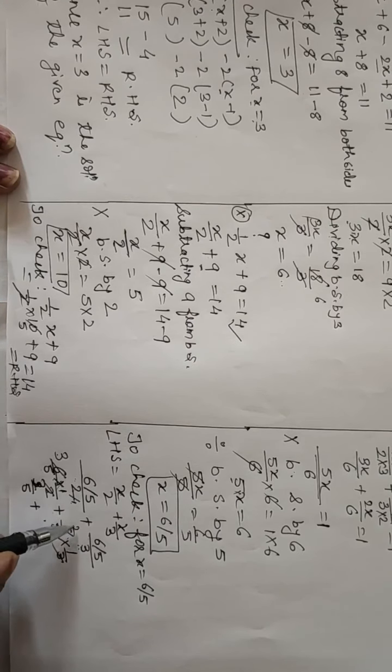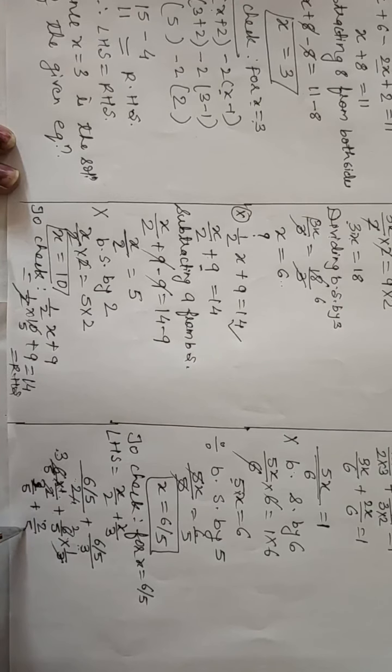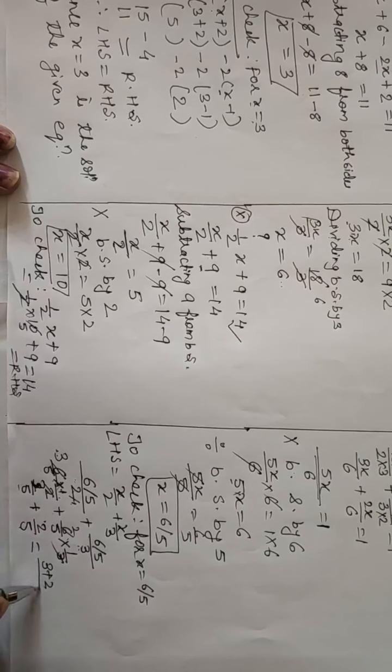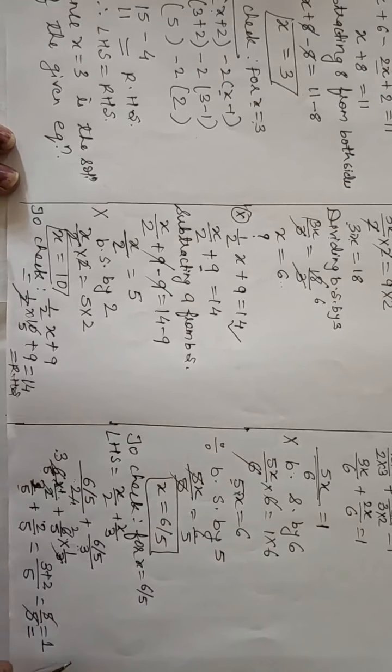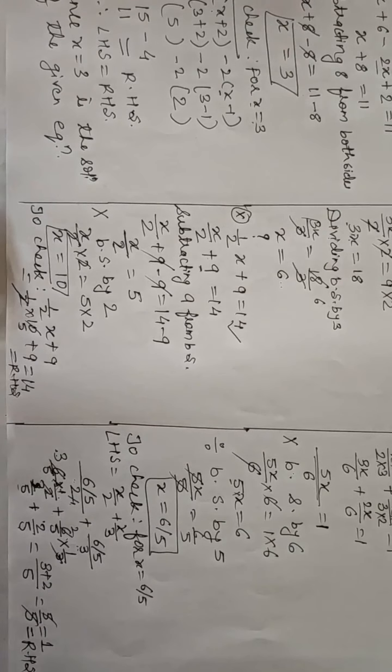Now simplify this. 3 2s are 6, 2 3s are 6. Now what is left in the numerator? 3 into 1. So 3 1s are 3 plus 2 1s are 2. 2 by 5. So as you can see, denominator is same. So numerator you can add 3 plus 2 by 5 and 3 plus 2 is what? 5 by 5 and 5 by 5 cancelled and what is the answer? Here 1. And you know, see children, your right hand side is what? 1 only. So here you can write LHS is equal to what?